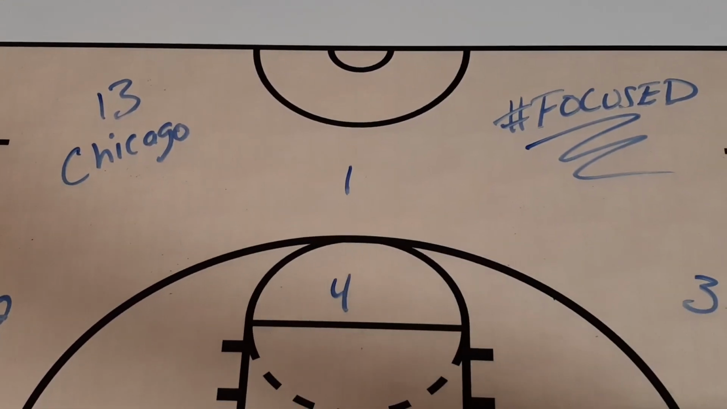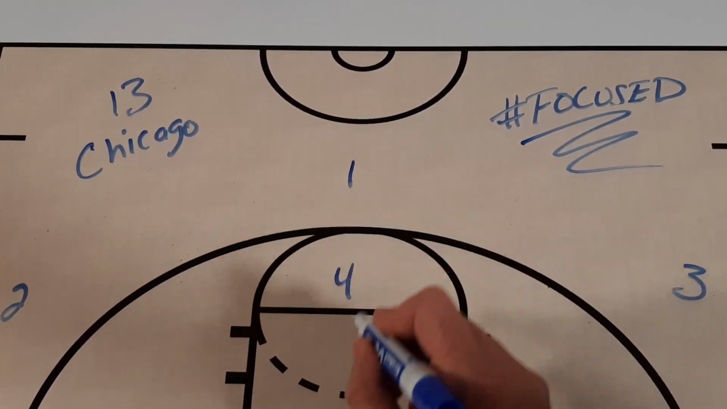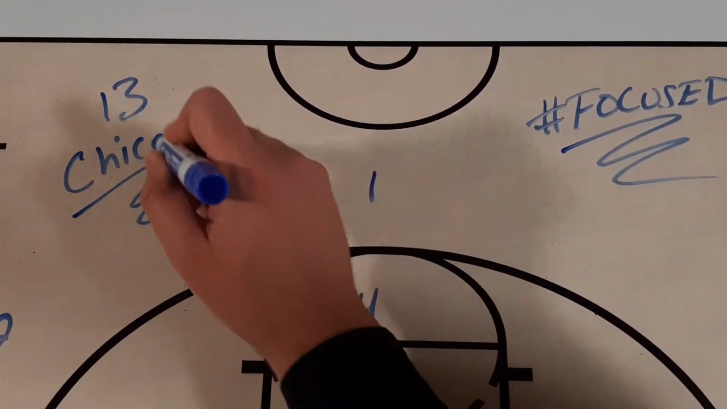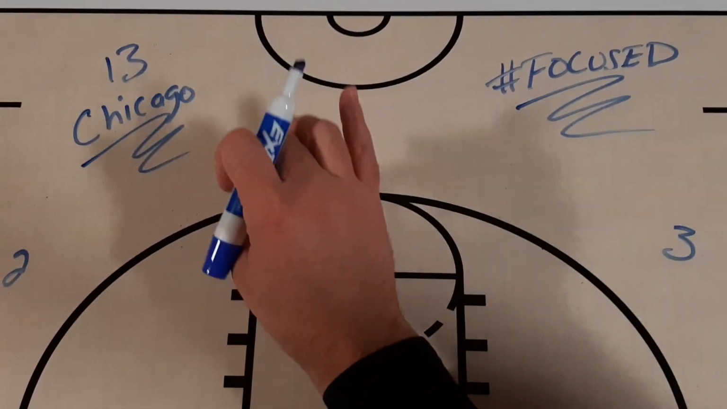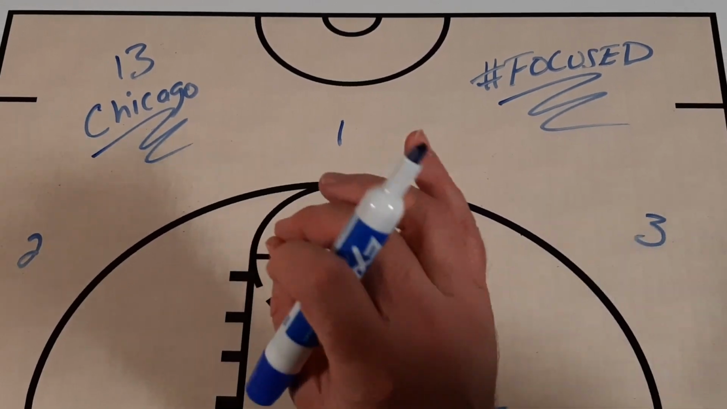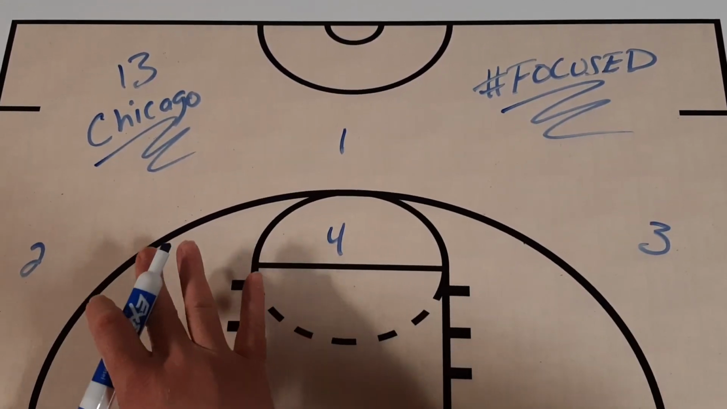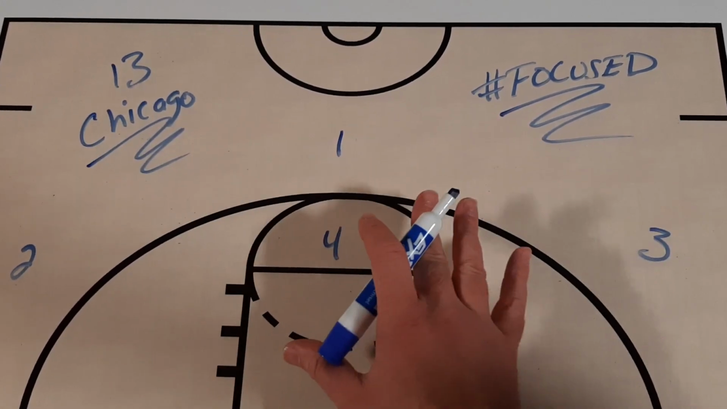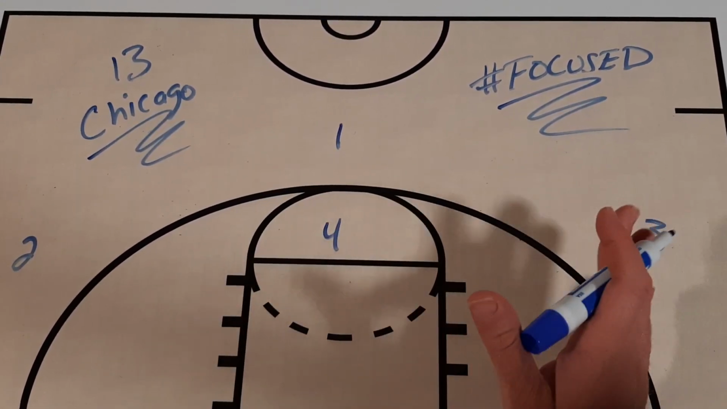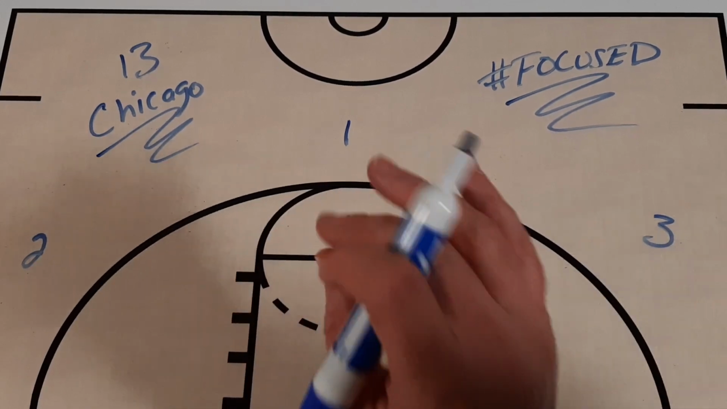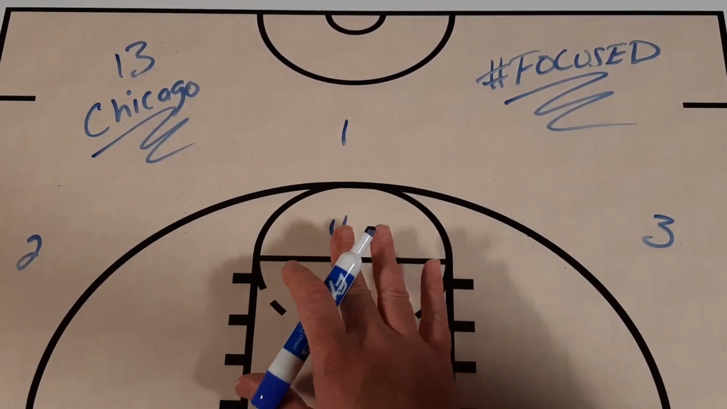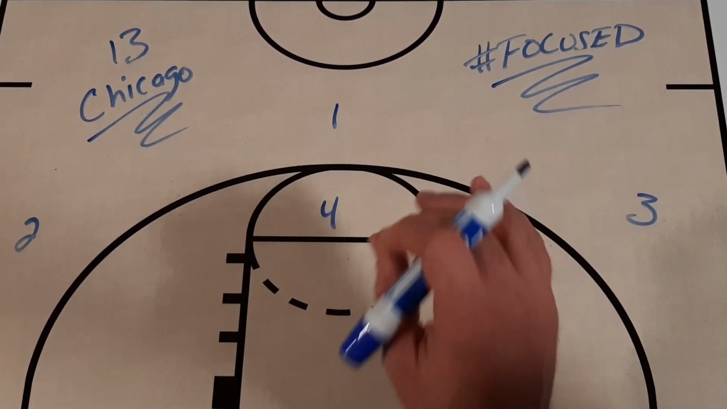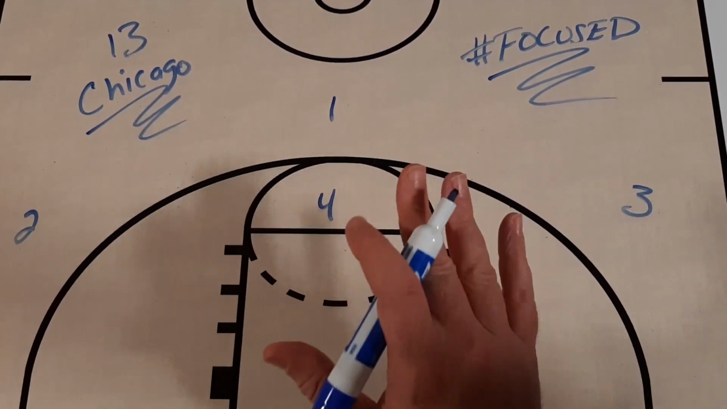In today's episode, I'm going to share with you a great action that you can use out of the 13 series that I call 13 Chicago. The 13 series is a motion continuity offense that has a number of different options using screens, including a UCLA screen and cross screens. And Chicago is a quick hitter that you can use with your team to keep defenses off balance. It's really, really simple.